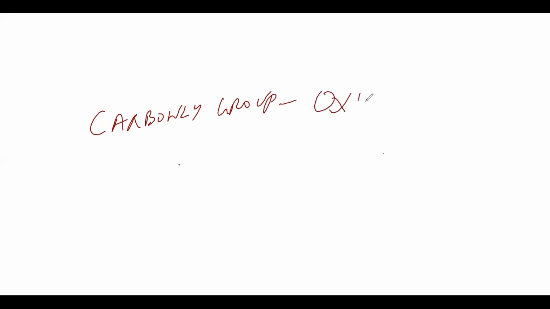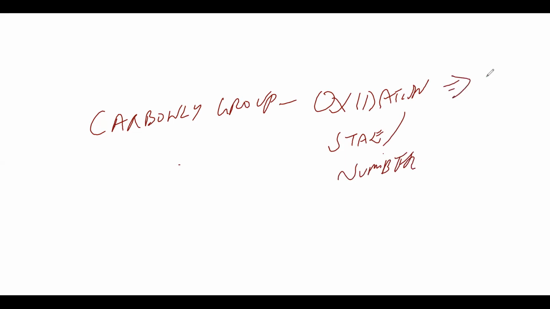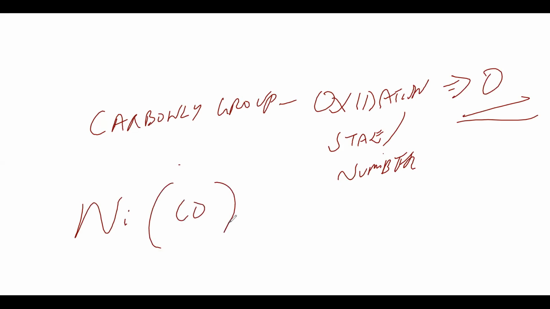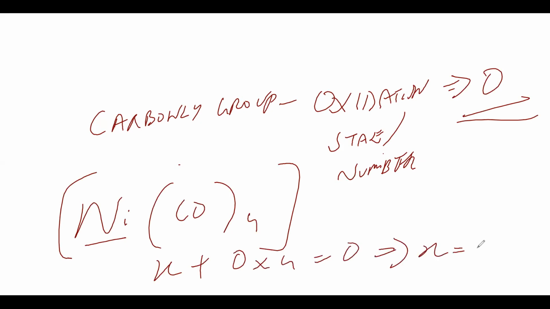What is the oxidation state or oxidation number? 0. That's it. We don't need to do anything else. If we take this as x, then x plus 4 into 0 implies x is equal to 0. Answer is C, option C.